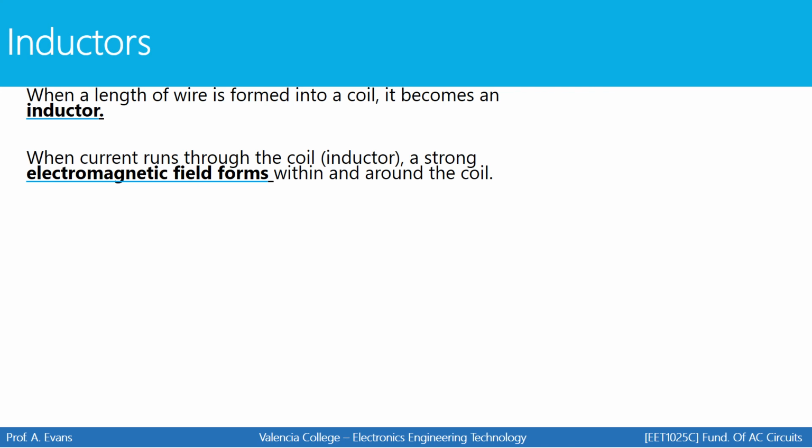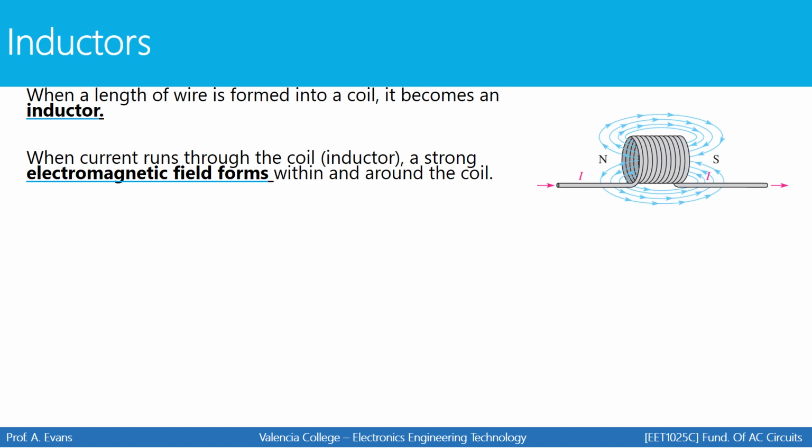When current runs through the coil, a strong electromagnetic field forms within and around the coil. If you've taken Physics 2, you've studied electricity and magnetism, and you know a little bit about flux. If not, that's okay. You don't have to know about flux for this course, but the image on the right shows that magnetic field and those lines of flux that will occur when you take a coil of wire and run a current through it.